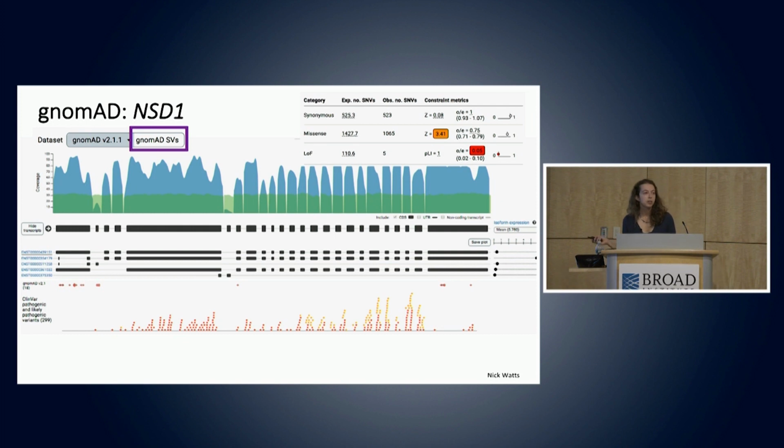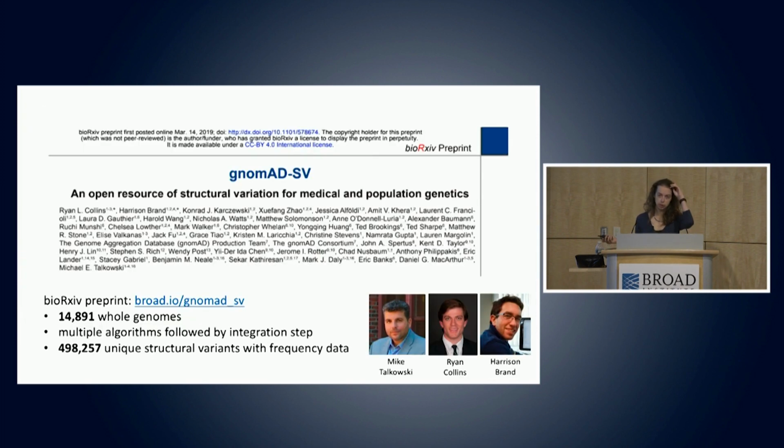OK, so Daniel mentioned the gnomAD structural variant data set, which was released a month or two ago. And so I'm going to just briefly show you that. So there's a preprint out on bioRxiv. This is work from Mike Talkowski's lab in collaboration with Daniel that was led by Ryan Collins, a graduate student, and Harrison Brand, an instructor in the group. So they did structural variant calling using multiple algorithms on about 14,000 genomes. It's a complicated method that I'm not going to go into the details.